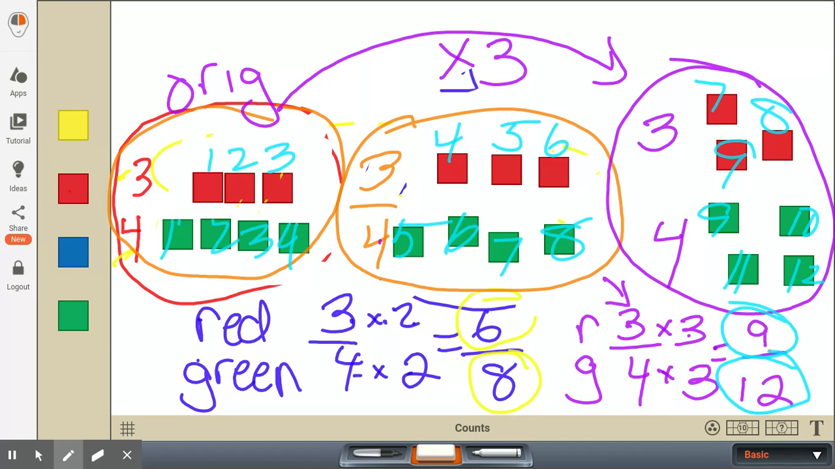And if you look, it looks a lot like equivalent fractions. So if you can understand your factor of change, you can understand equivalent ratios. And this shows you why it works.